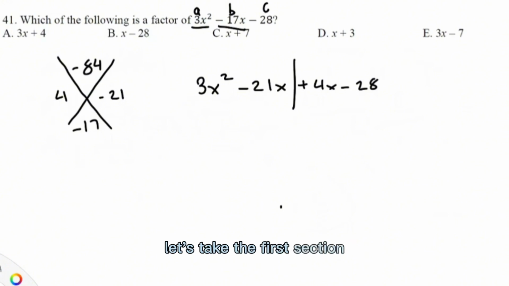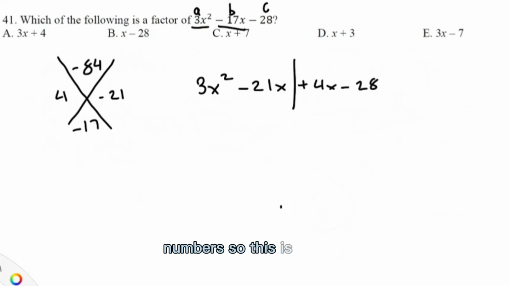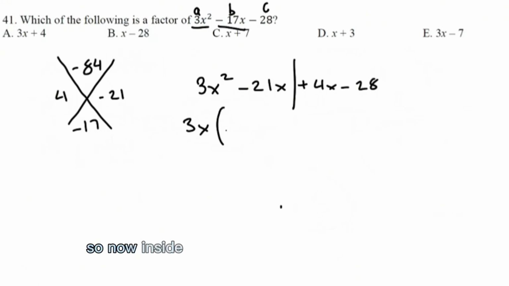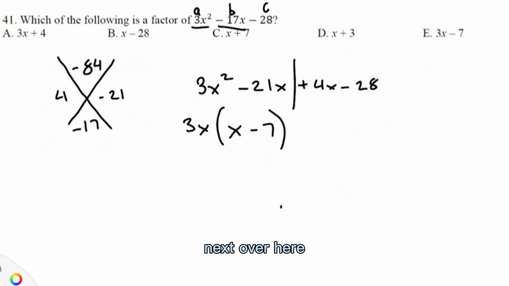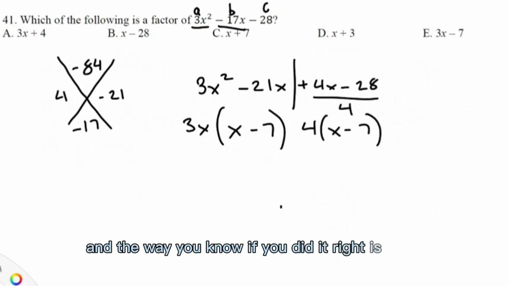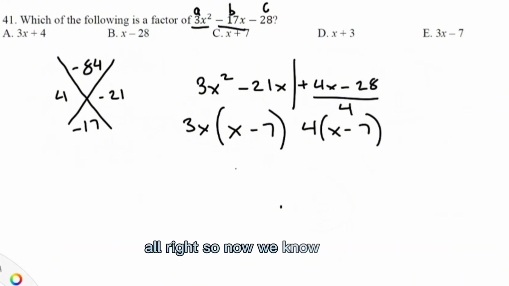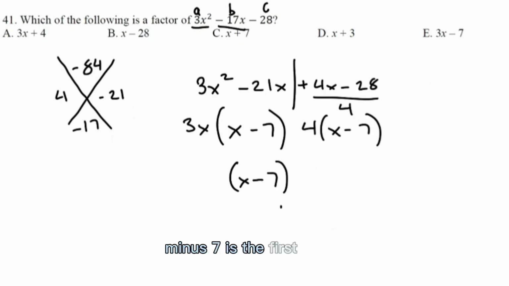Alright, let's take the first section. We have to find what is common between these two terms. So this is the 3x, because 3x will go into both of these. So now inside the parentheses, you're left with x and negative 7. Next, over here, you can take out the 4, because 4 divided into this is just x minus 7. And the way you know if you did it right is if the number in the parentheses on both areas is the same. Alright, so now we know that x minus 7 is the first factor.